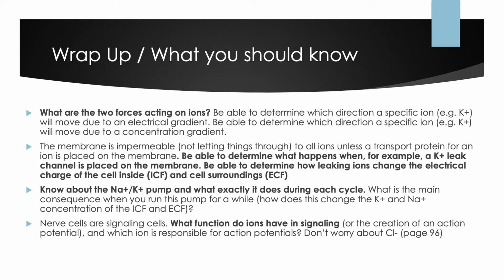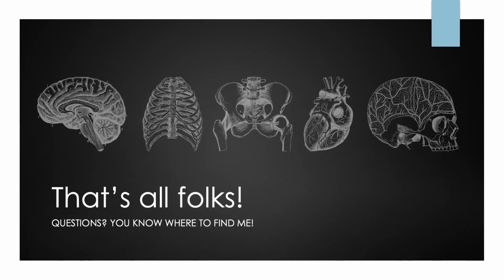Next, the membrane is impermeable to all ions unless a transport protein for an ion is placed in the membrane. So in a world where a leak channel is placed in the membrane, it would be cool if you could determine how leaking ion exchange affects the electrical charge on the inside of the cell and the outside of the cell. Next, I really want you to know about the sodium-potassium pump and what exactly it does during each cycle. Finally, big picture wise, nerve cells are signaling cells, and I would really like it if you could understand the function that different ions have in signaling. So that's all I have for you.